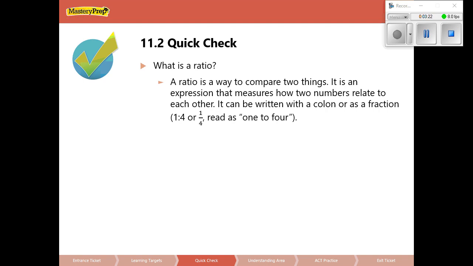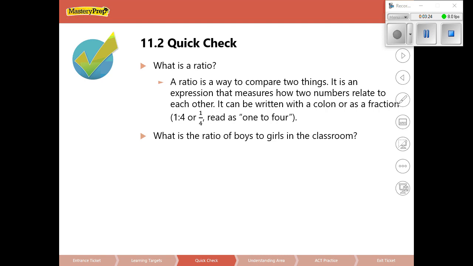So we can say, what is the ratio of boys to girls in the class? Well, if we count it up, because we have 4, 8, 9, 10, 11 girls to 4 boys. So we could say 4 to 11 or 11 to 4, however we want to do that.